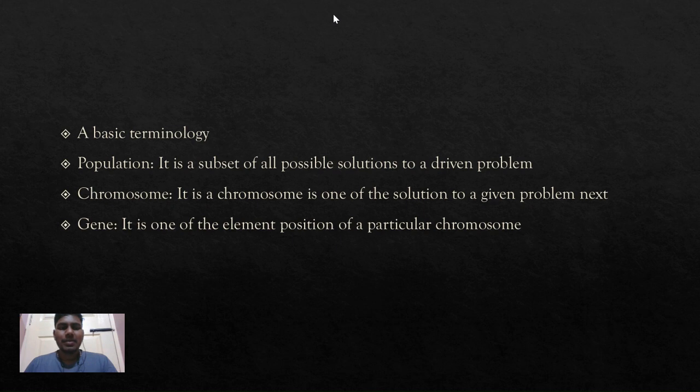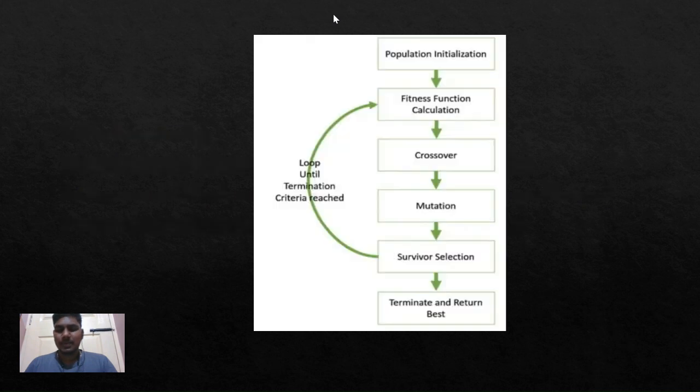At first, we have the population. It is a subset of all the possible solutions to a given problem. Chromosome. It is one of the solutions to a given problem. Gene. It is one of the elements of the position of a particular chromosome.